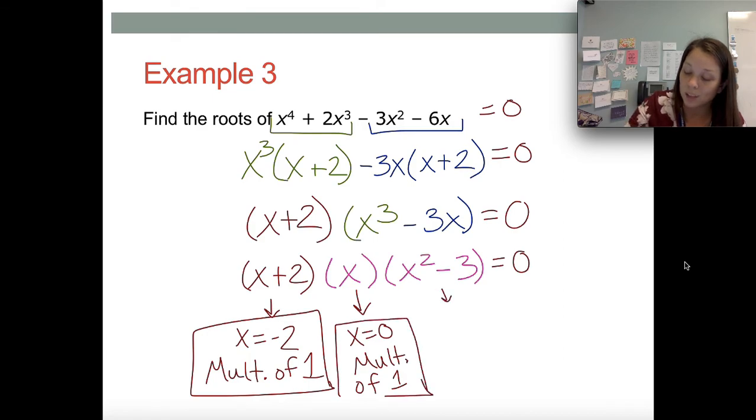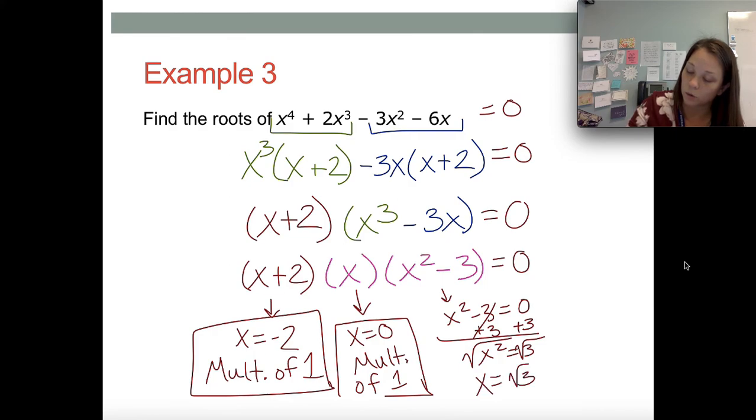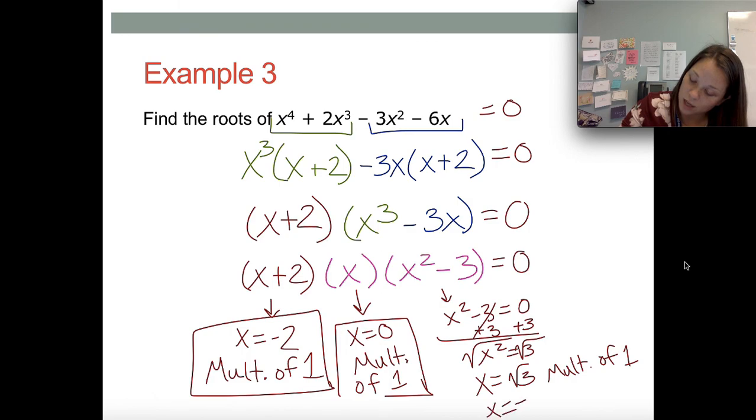X squared minus 3, I have to do a little bit of work. I have to add the 3 over. I get x squared equals 3. I have to square root both sides. And I get x equals a positive square root of 3, which has a multiplicity of 1. And then I get x equals a negative square root of 3, which has a multiplicity of 1.